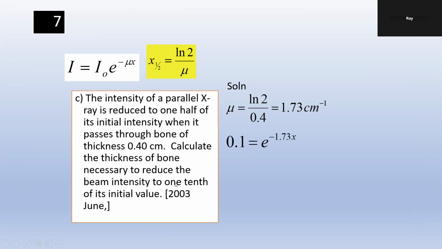Then the fraction goes to 1/10. Calculate the thickness of the bone necessary to reduce the beam intensity to 1/10 of the initial value. So you calculate again. Right? First, you calculate the attenuation coefficient from this part there. And after you have found that, you just use this formula. Basically, you're using these two formulas twice. If you know this one, use it. If not, use this one twice. Where I know it is half, the first one. That's why you get this equation. Can.